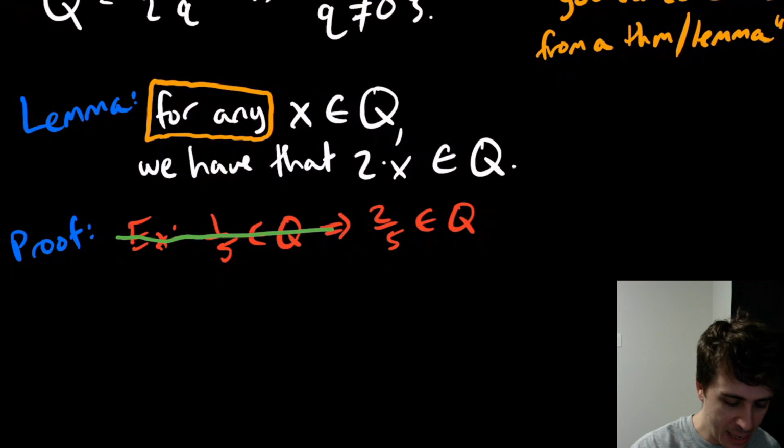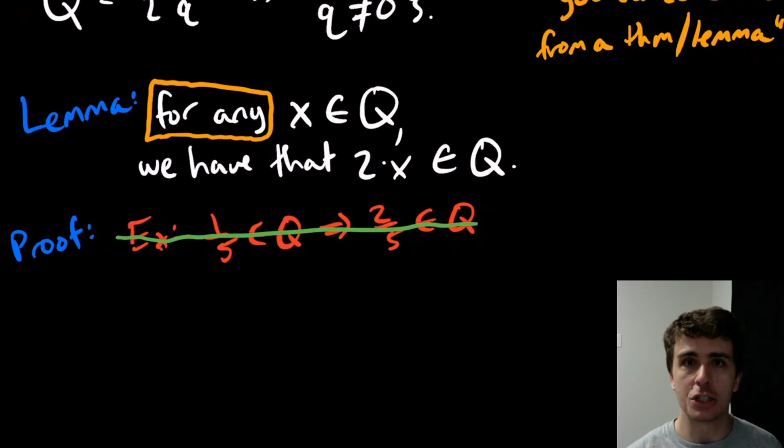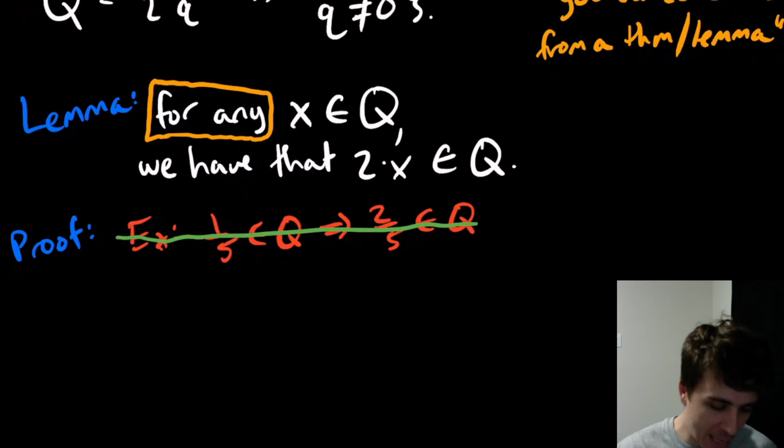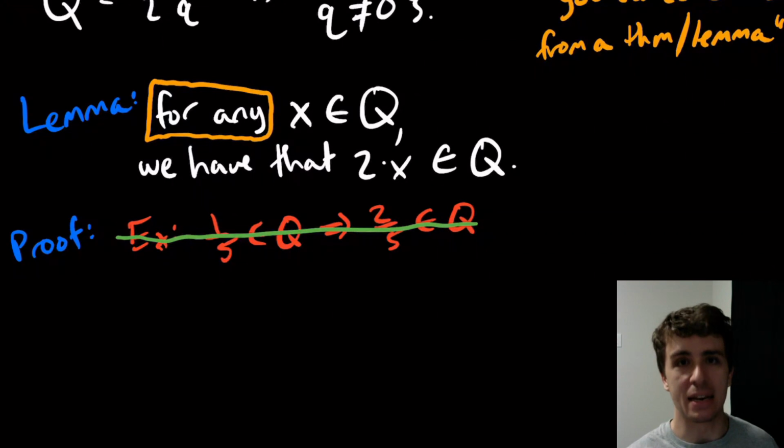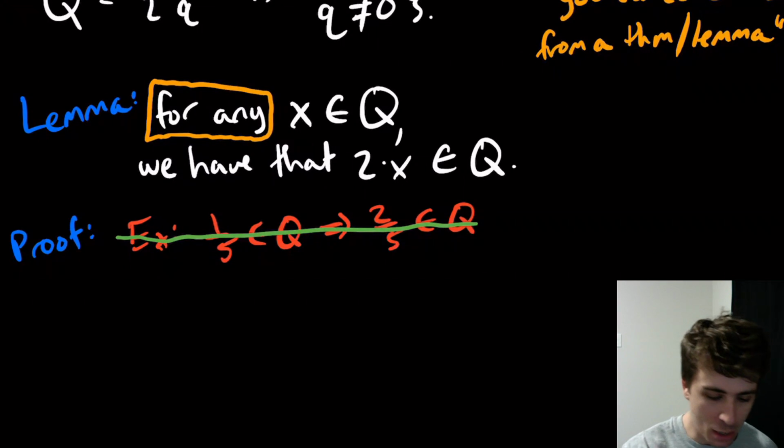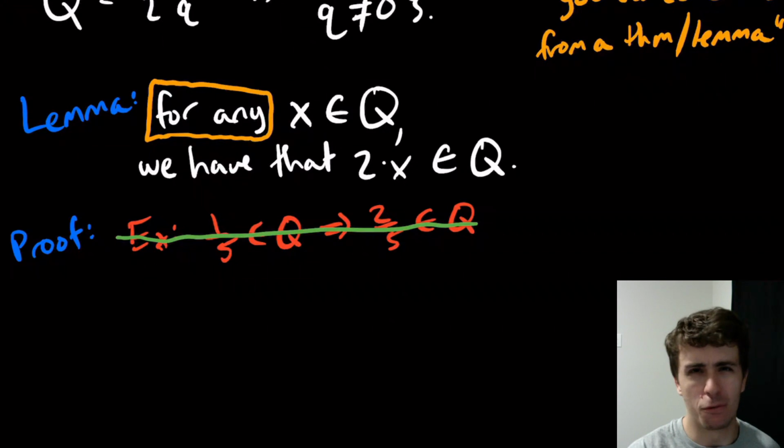And why is that? Because I can't just give a single example for a for all statement. For all says every single choice of a rational number works. I can't just give a single example. Now, if it said there exists, then I can give a single example. But here, this says for any, for all. So I need to be able to work this through with any choice of rational number.